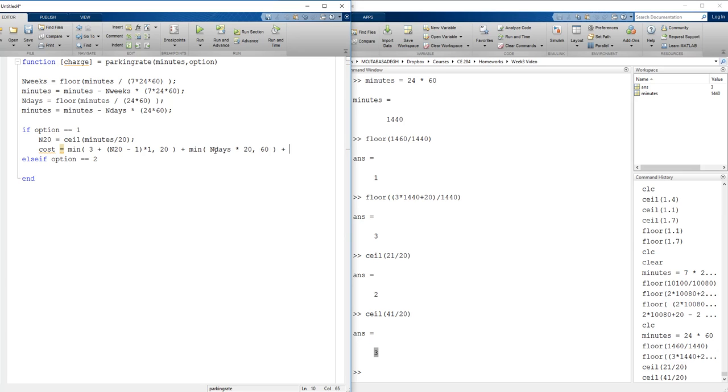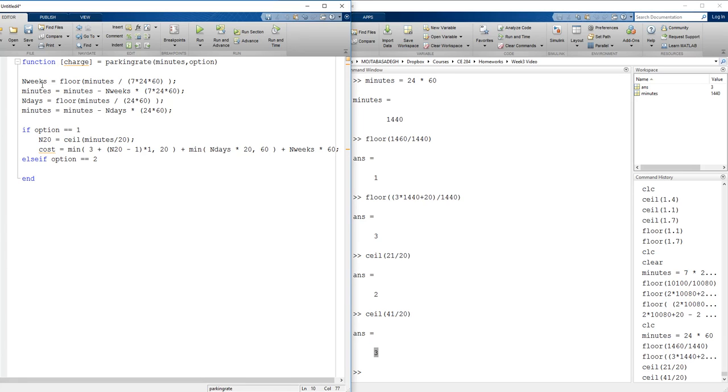So if you have 1 day, that would be 20 bucks, minimum of 20 and 60 is 20, so 20 is going to be selected. If you have 5 days, 5 times 20 is 100, minimum of 100 and 60 is 60. So that will give you exactly what you need. This is perfect so far. And then you got to charge for the number of weeks. There is no maximum whatsoever on the number of weeks that you can charge. So n weeks is going to be n weeks times 60. Done.